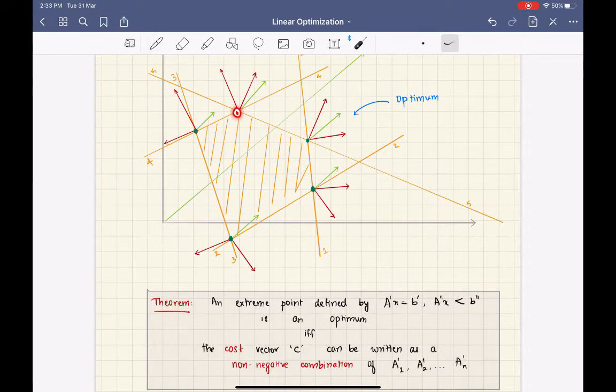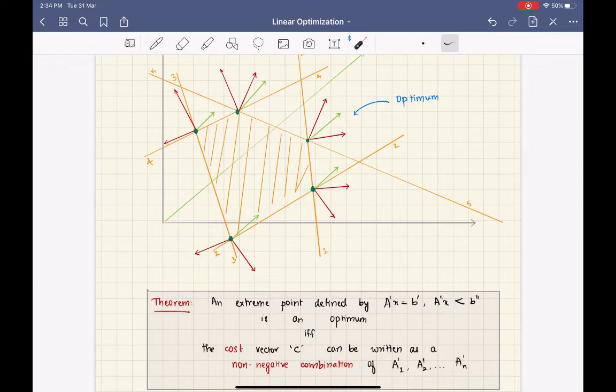On the other hand, you look at this extreme point, which is not an optimum. What are its neighboring directions? This one and this one. Okay, and if I move along this direction, the cost is increasing. Okay, similarly here, if I move along this direction, cost increases. Here if I move along this, cost increases, and here if I move along this neighbor, cost increases. The only place where all the neighbors, in all the neighboring directions, the cost decreases is here.